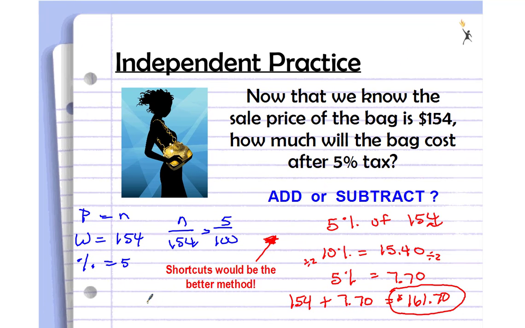Okay, did you get that the total cost would be $161.70? That this includes the tax as well? If you did, awesome. If you tried solving this with proportions, you probably would see that shortcuts would be the better method, because you can't go from 100 to 154. You could simplify this and get 1 out of 20, but then again, you can't find that whole number scale factor. 20 times what equals 154? That's just too difficult. In this case, this is where the percent shortcuts would be much easier.